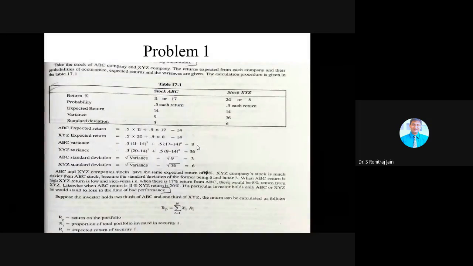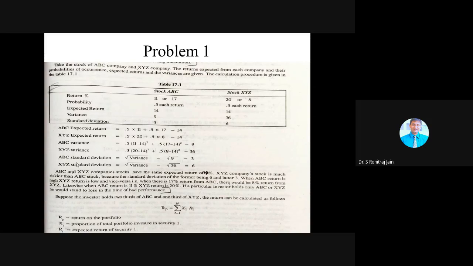Now, similarly, I'll calculate the XYZ variance. How do I calculate? 0.5 multiplied by 20 minus 14 whole square plus 0.5 multiplied by 8 minus 14 whole square. Please calculate and tell me whether you are getting 36 or any other answer. 36, sir. Perfect. When we solve the problems, it is very easy to understand. It should be recorded on the same day in your notes, then only you will be perfect with the problems.